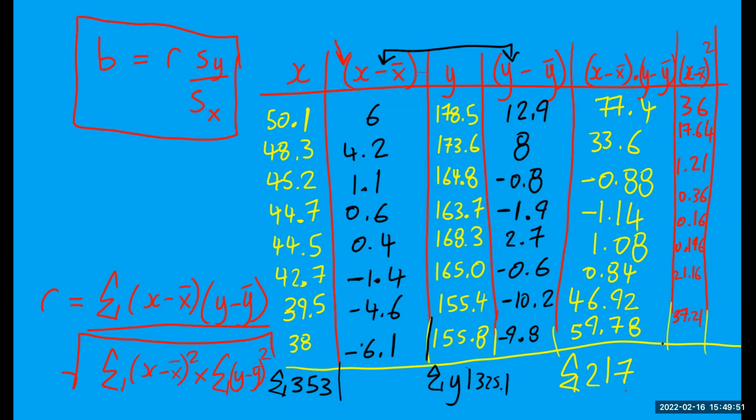Now add this up. 36 plus 17.64. Thank you. All right. Now add these up. We're going to get 36 plus 17.64 plus 1.21 plus 0.36 plus 0.16 plus 1.96 plus 21.16 plus 37.21. And I'm just going to keep it to one decimal place, 113.9. Now we need y minus bar y squared.